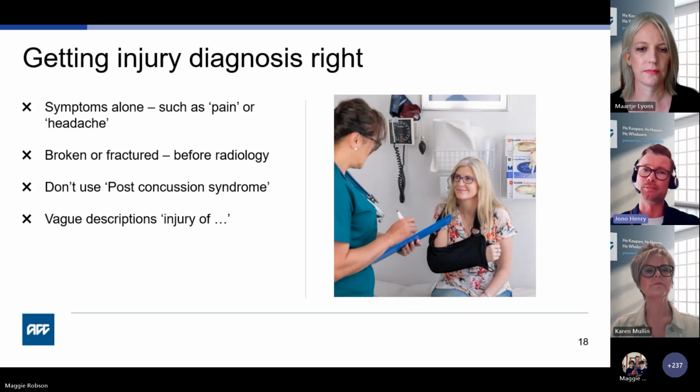Additionally, vague descriptions of an injury will not assist with the processing of the claim that you lodge. Examples of this may be injury of foot or other injury of wrist. This is not specific enough, and it's likely going to cause some delays in processing of the claim for your patient. Don't put suspected of without confirming what your suspicions are. An example of this is placing suspected fracture as an injury diagnosis without actually confirming a fracture has been sustained via imaging.